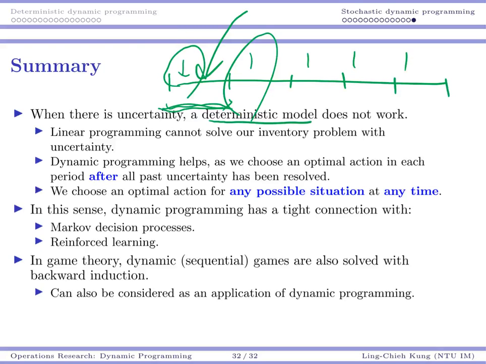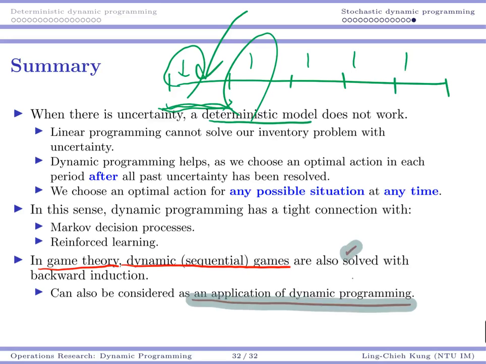Okay. Also, we can say that in game theory, we also have a place for dynamic programming. What does that mean? Because you may have dynamic games where you do something, I do something, you do something, I do something. Those dynamic games are also solved with backward induction. Of course, in this course, we don't want to talk about game theory, but if you take some game theory course in the future, you definitely will see backward induction again. So that can also be considered as some kind of application of dynamic programming.